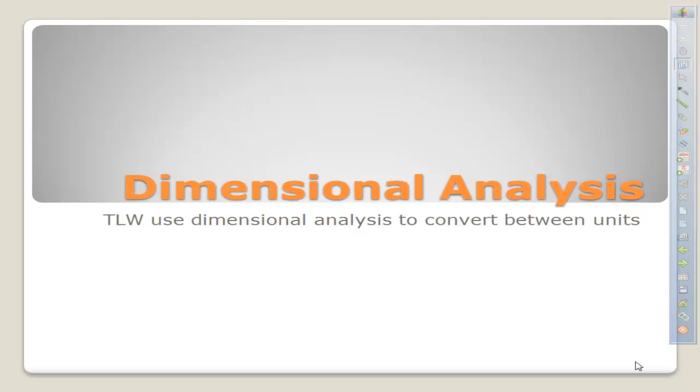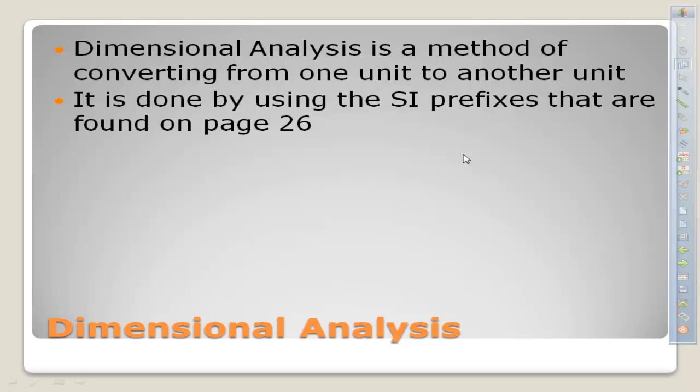this dimensional analysis. Basically, dimensional analysis is really going to be converting between units, going from one quantity or one set of units to a different set of units. Dimensional analysis is a method of converting from one unit to another unit, and it is done by using the SI prefixes that are found on page 26. Again, milli being 10 to the negative third, micro being 10 to the negative sixth, those ones that I told you that you're going to have to know.